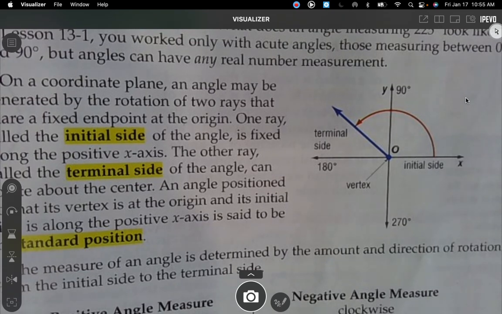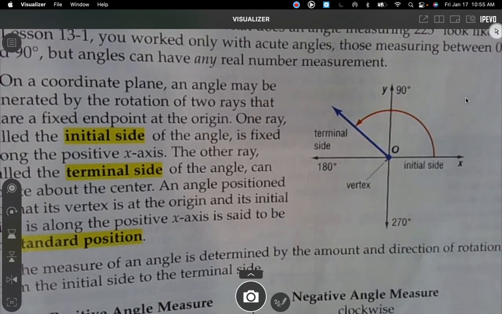Makes no sense? It does. It makes sense. This all has to do with sine and cosine functions. I'll show you a video one day of this. So your terminal side, they call it this other ray. It's where the angle stops, right? This is my angle. That red line is showing my angle.